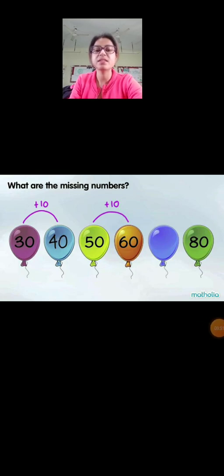Children, this is an example of a number pattern and a very simple one. Here you can see the numbers are placed in a sequence. 30, 40, 50, 60. You have to find the missing number. The missing number will be, yes, 70. How did you guess? Because you know the sequence, which is you have to add 10 to every number to get the next number in the pattern.